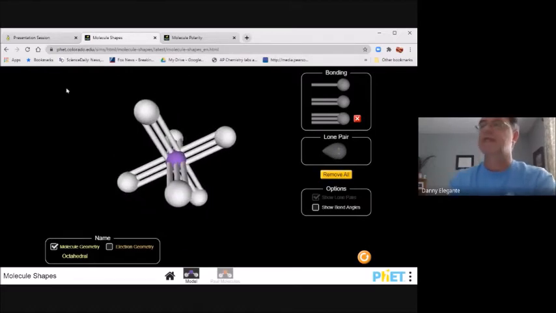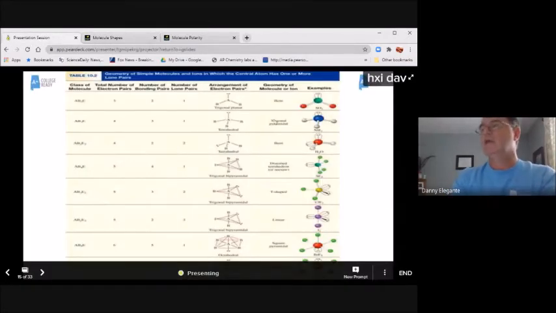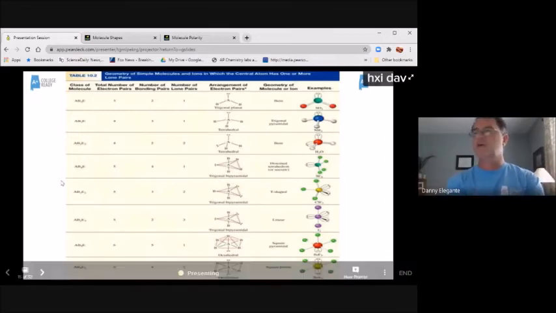That's just ridiculousness. So if we go back to the Pear Deck, you're going to need to memorize these shapes at some point for the AP exam. So it's really good practice to build these molecules, play with the PhET thing, and try to imagine them in your head. Try to say, how are all the electrons going to get as far away as possible?